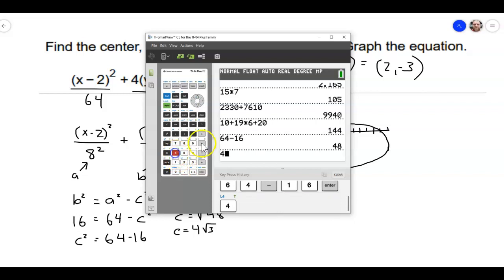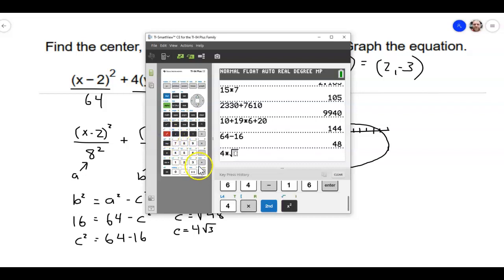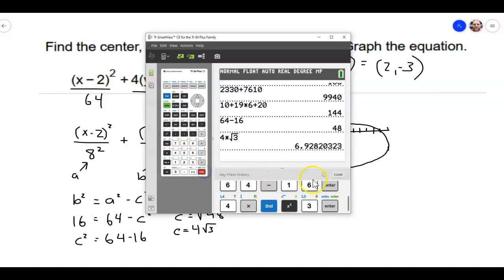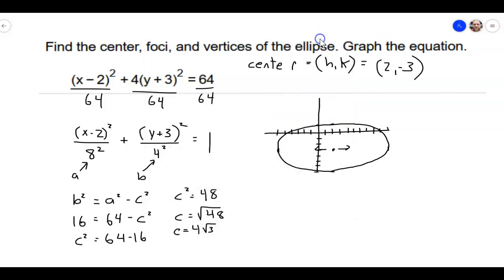So if I do 4 times the square root of 3, that is approximately 6, almost 7. It's almost 7. So that means if this is 8 units away, almost 7 is going to be like right here. And if this is 8 units away, almost 7 will be just like a unit closer. So it'll be like right here. So these are 2 foci points, and I can just write this like this.